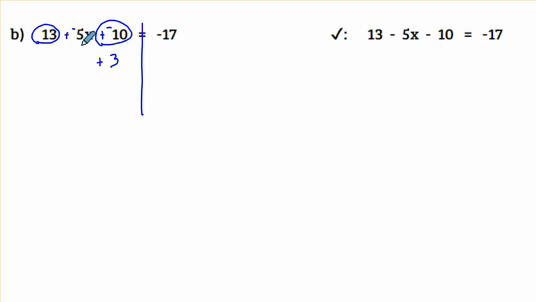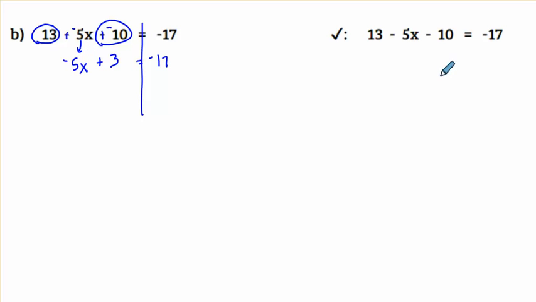Then I bring down everything else. So this 5x has a negative attached to it. So this is what I wind up with. I wind up with negative 5x plus 3 is equal to negative 17. And this, my friends, is a two-step equation that you know how to do. You know we get rid of the constant first, and then we get rid of the coefficient.